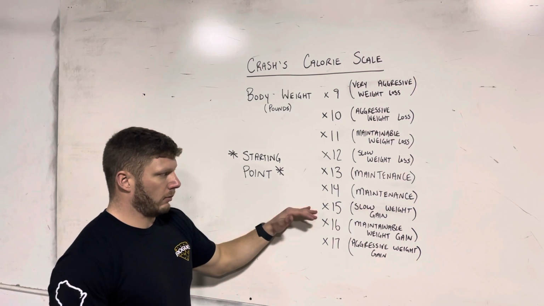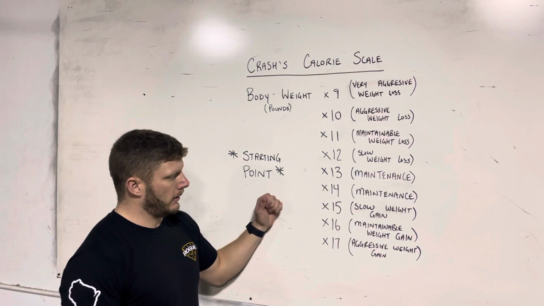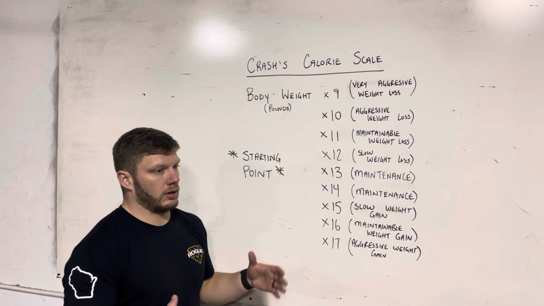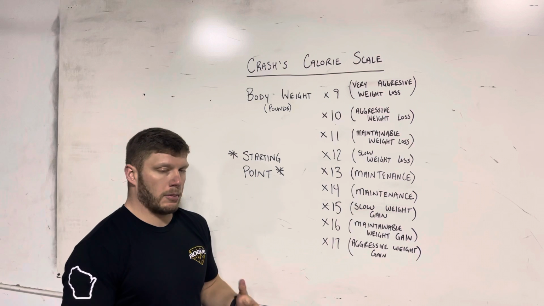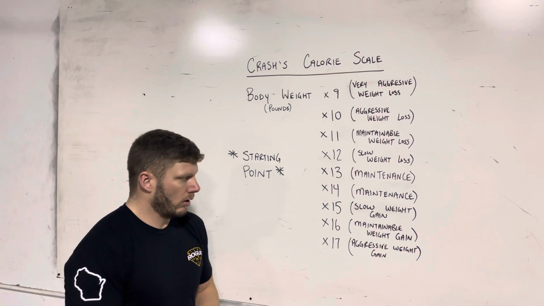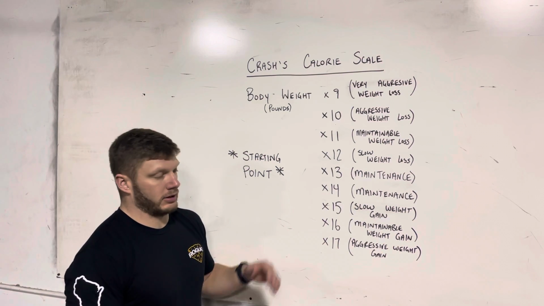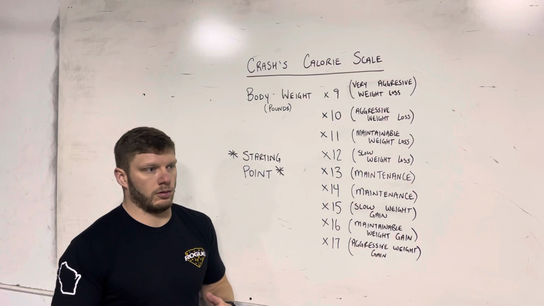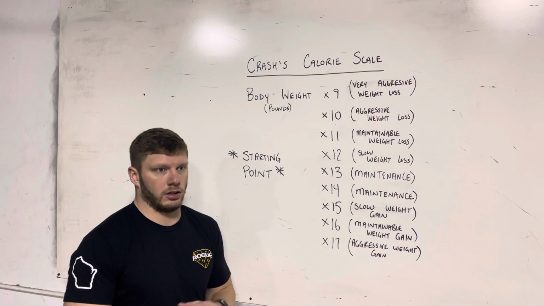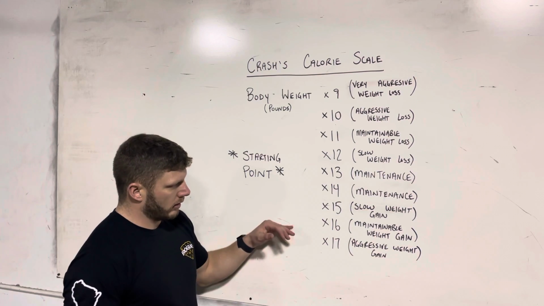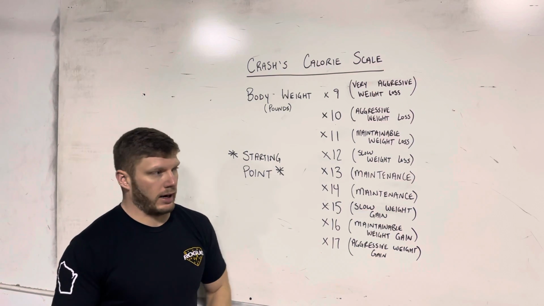If you want to gain muscle slowly, I would start with 15, and that's going to help you gain muscle, but it's going to be super slow, and you might not put on a ton of fat with that. With 16 and 17, you're going to start to put on a little bit more weight as you go up, but you'll probably put on a little bit more muscle as well. So 16 is maintainable weight gain, so you're probably going to gain weight at that point. You're probably going to put on a little bit of muscle, but you might start running the risk of putting on a little bit more fat.